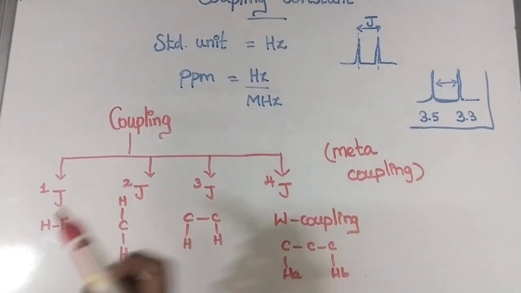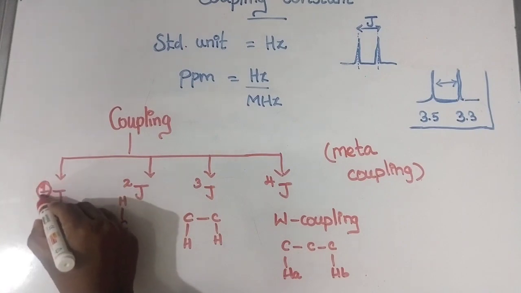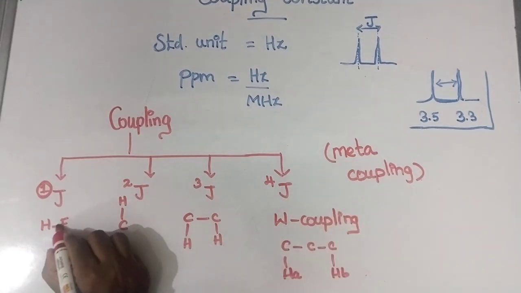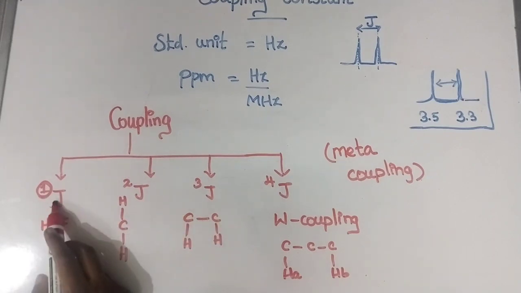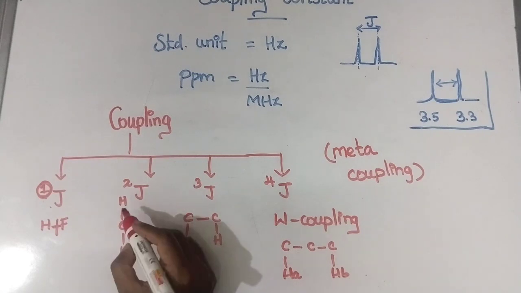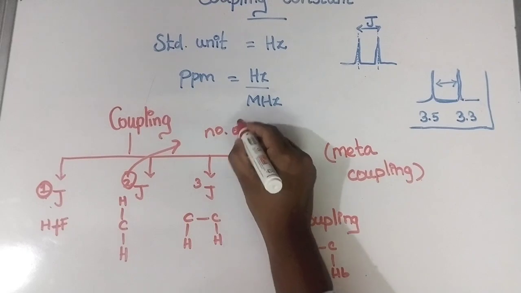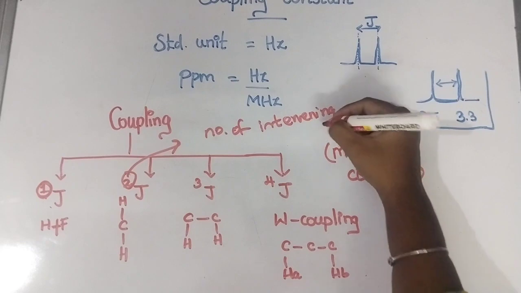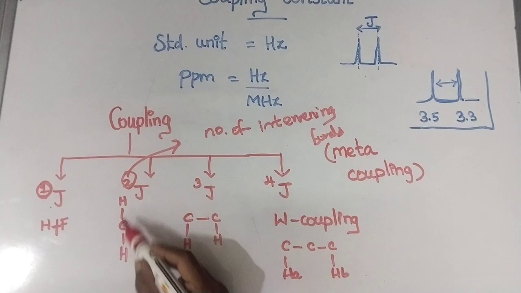So first of all, what do we mean by this? The number in J indicates the number of bonds between two protons. See here, in this case, you have only one bond, so it is known as J1 coupling. This number indicates the number of intervening bonds, the number of bonds present between these two protons.